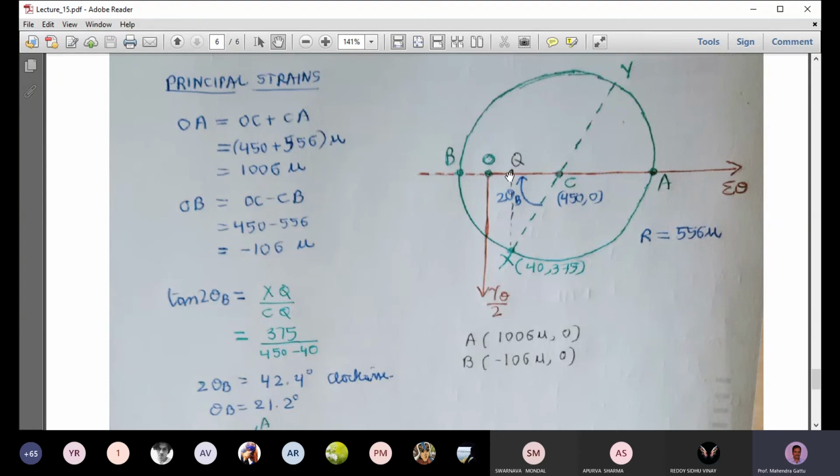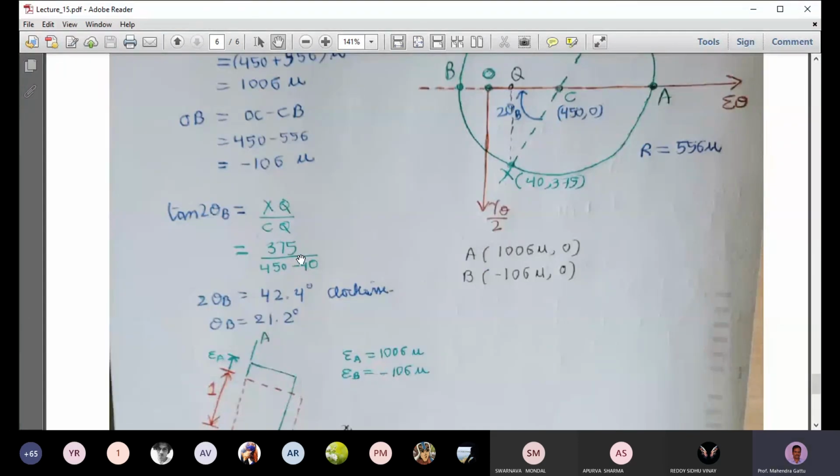So from x we draw a normal to the epsilon theta axis. That normal is XQ. So we can calculate tan 2 theta B as XQ by CQ. XQ is the y coordinate of that, this length, which is 375, and CQ is 450 minus 40, so we'll get 410. This length is 410. So 375 by 410 is tan 2 theta B. If you take the inverse, you'll get that angle, which is 42.4 degrees.